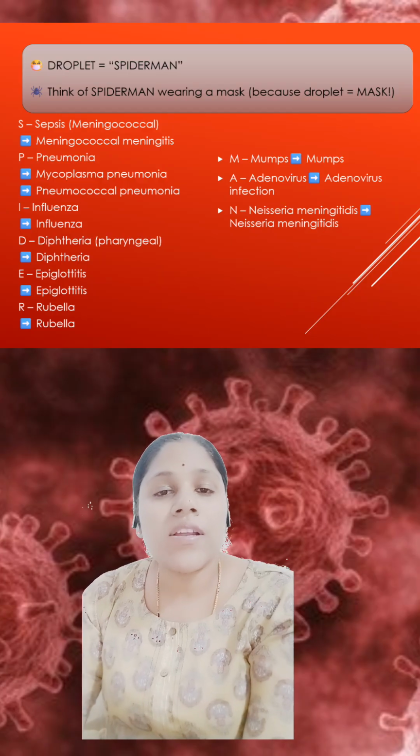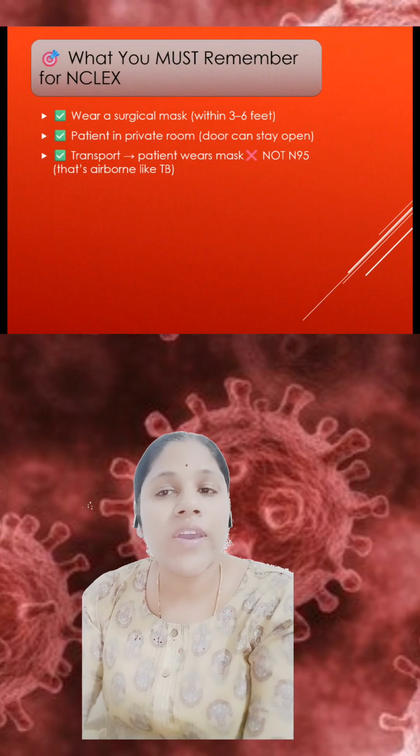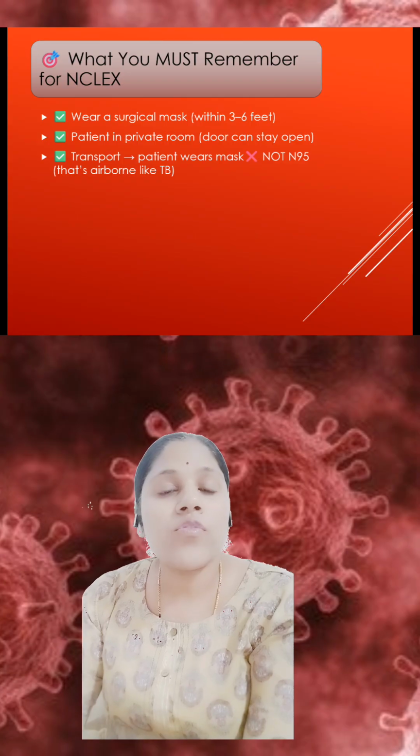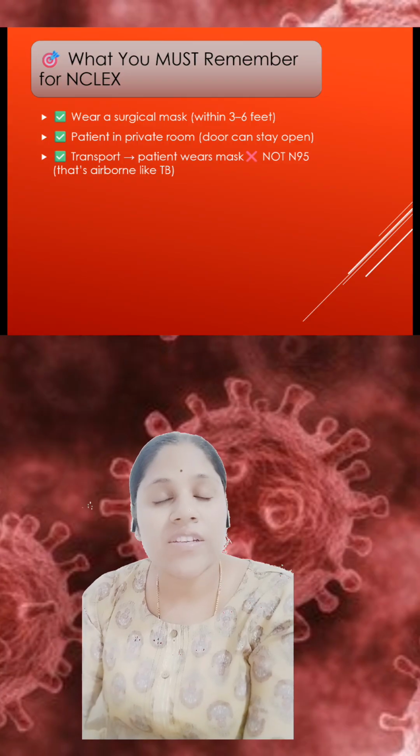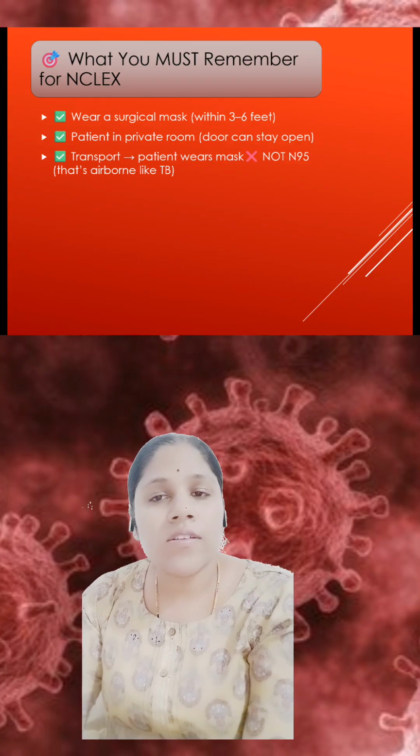What we must remember from an NCLEX point of view is, we should wear a surgical mask, and we have to keep a distance of 3 to 6 feet. And the patient is in a private room, and the door can stay open here. For transport, the patient wears a mask, and he wears a simple mask, not the N95 one, because it is a droplet infection, not airborne, like TB.